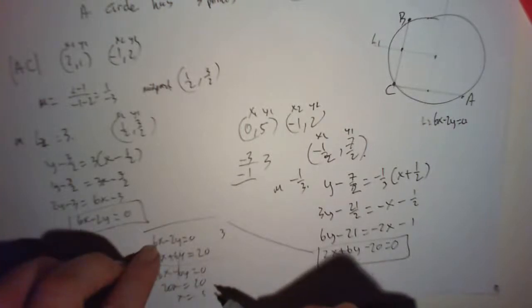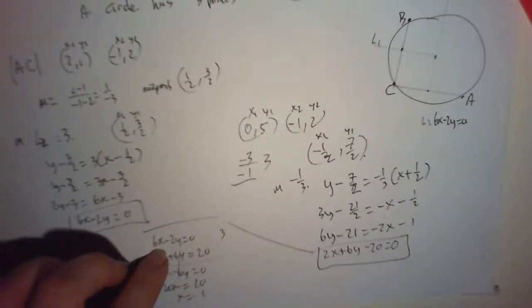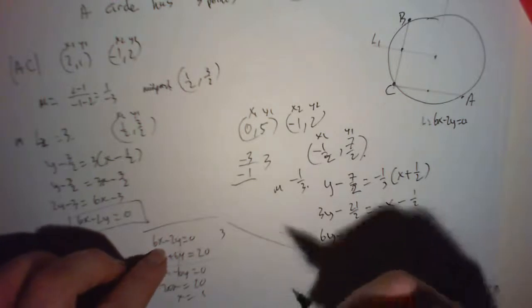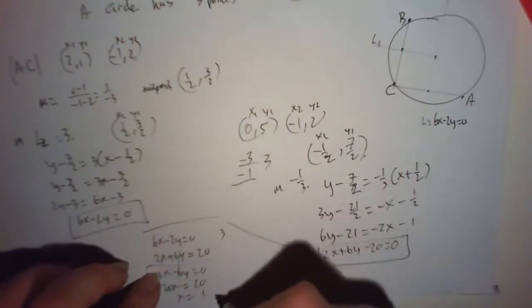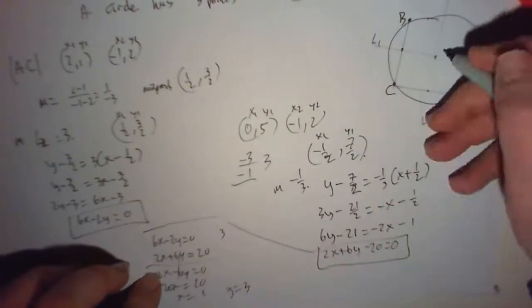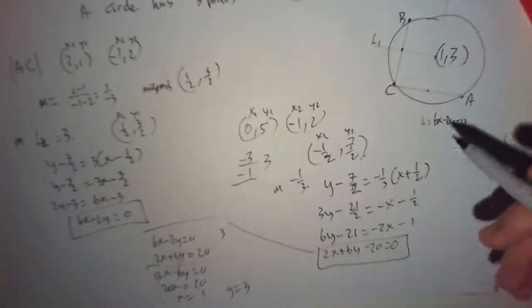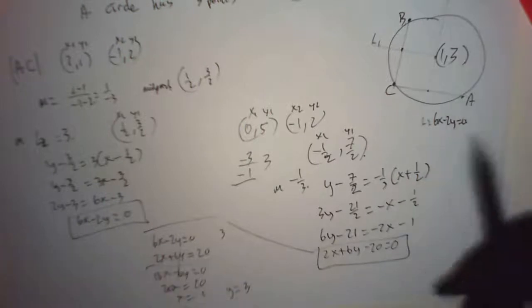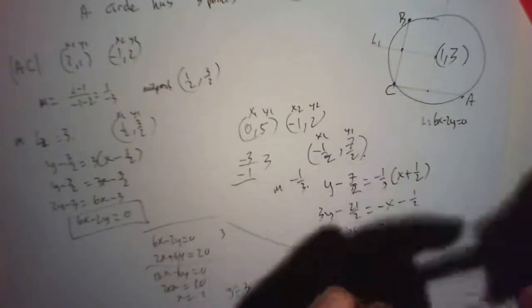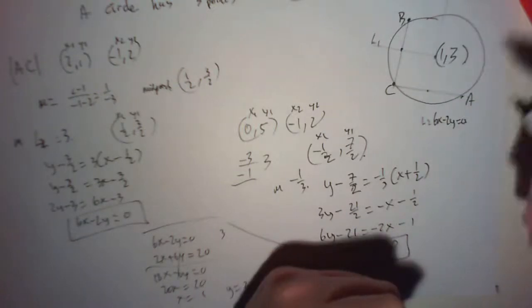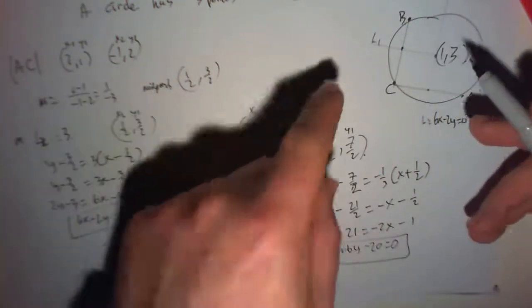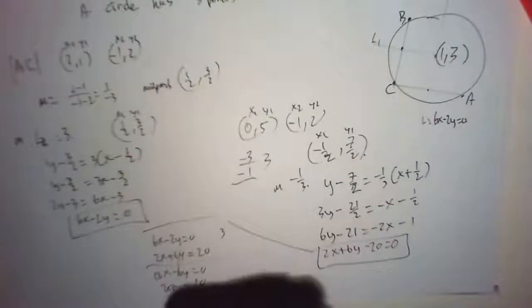If x is equal to 1, y is equal to 3. So that's 1 and 3 in the center. So now I need to find, run out of space, okay? So we need to find the distance between 1, 3 and any of the points. 1, 3 and 0, 5 is probably the easiest one to do.